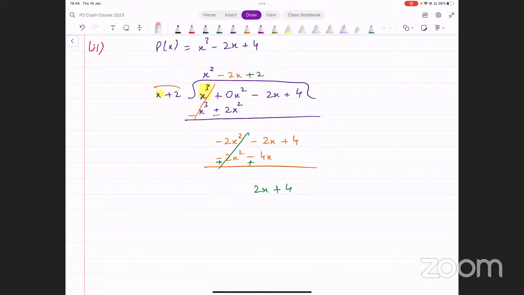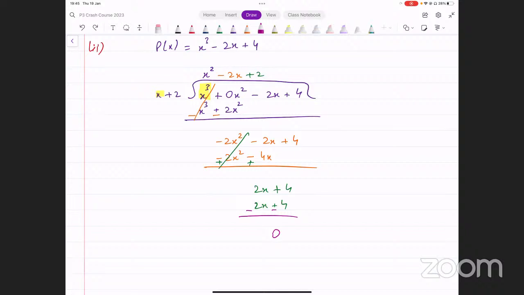2 into this whole thing, 2 into x plus 2, is going to give you 2x plus 4. Change the signs again. Everything gets cancelled, and you have 0 at the end. The remainder is 0. That confirms that your process is correct because x plus 2 was a factor. So remainder should have been 0.